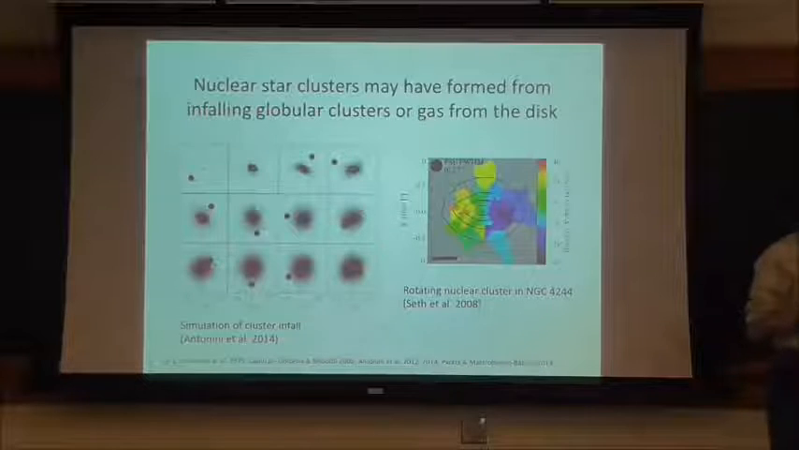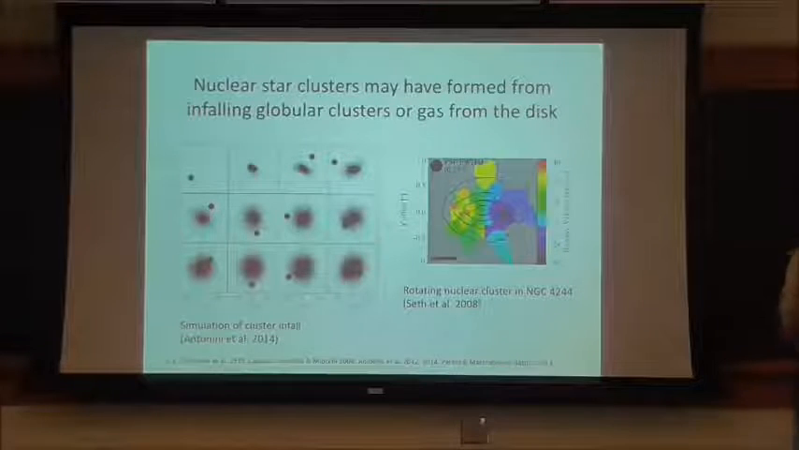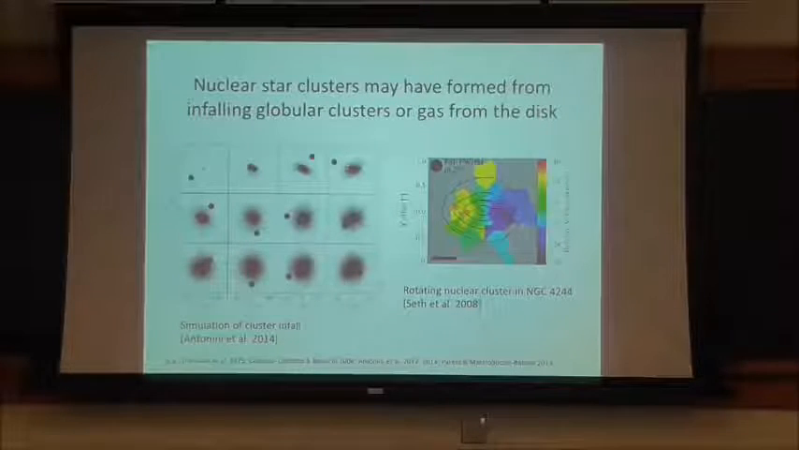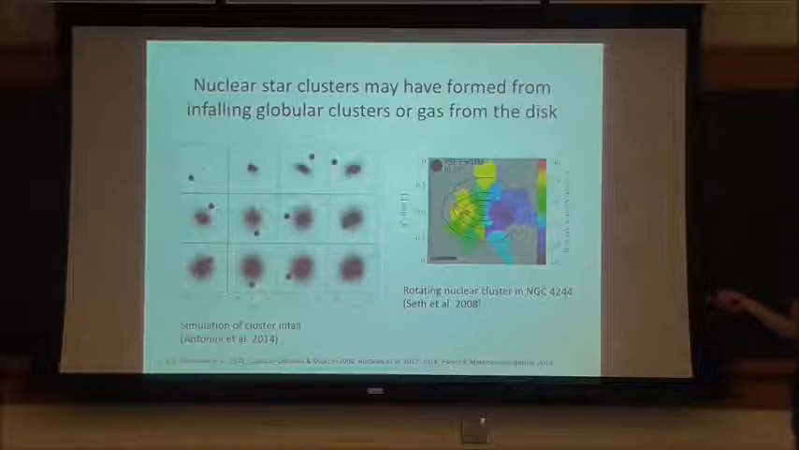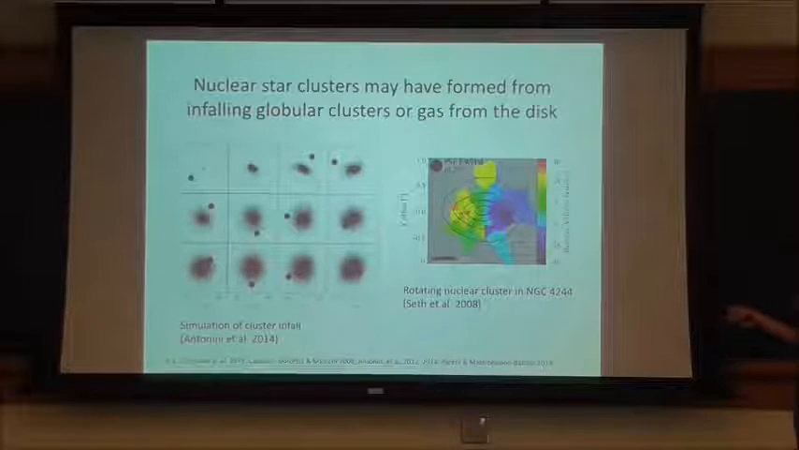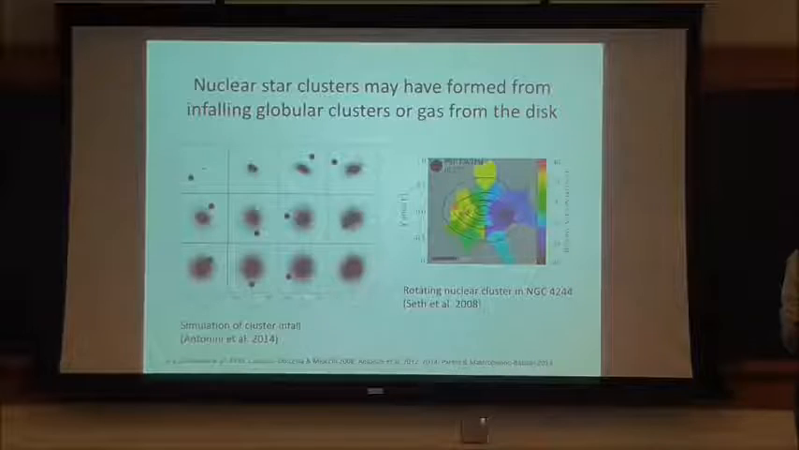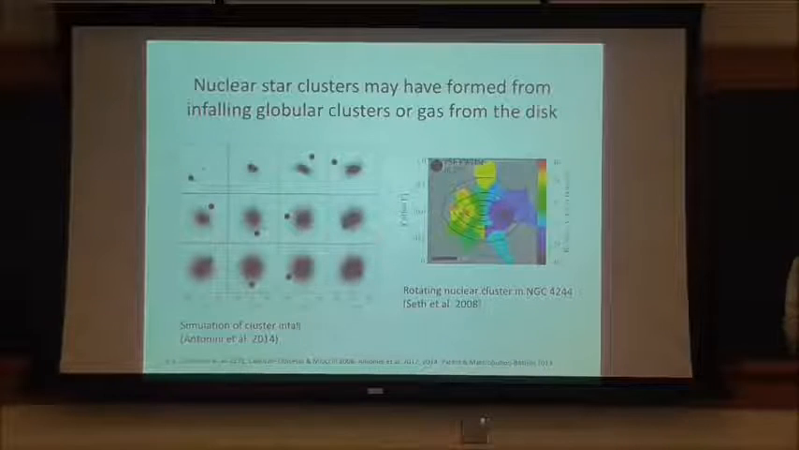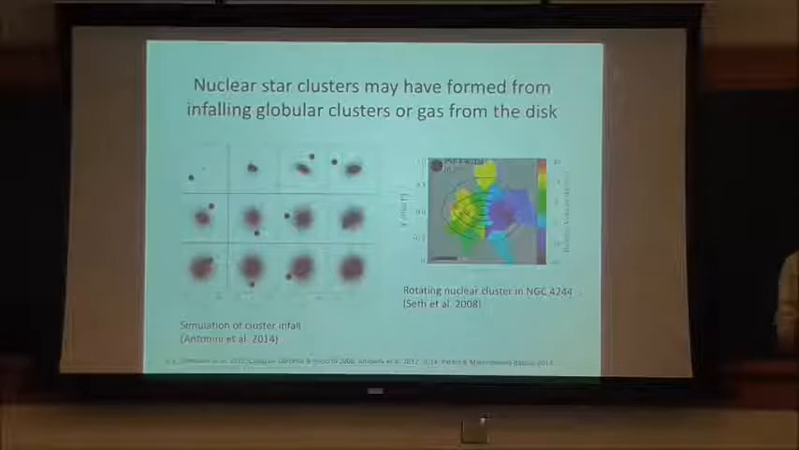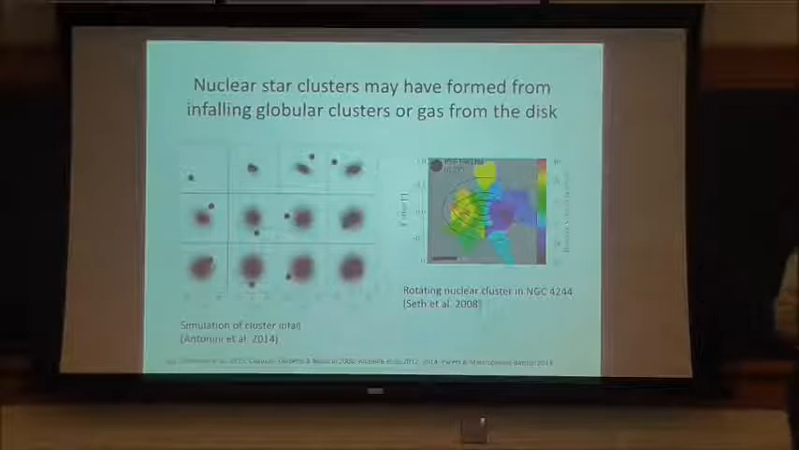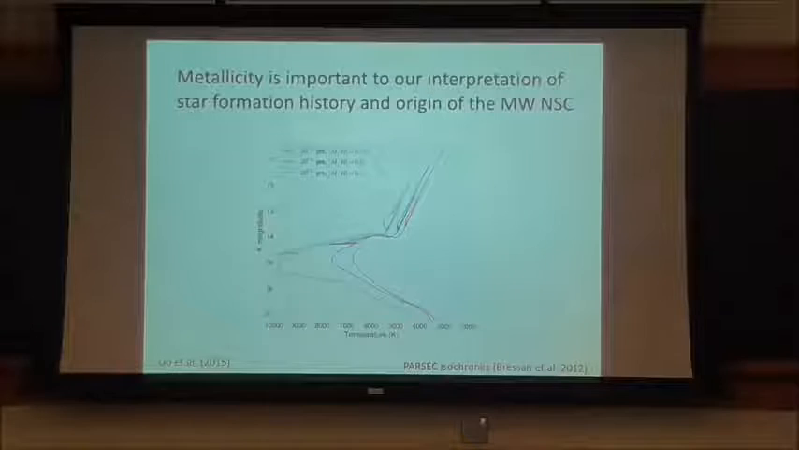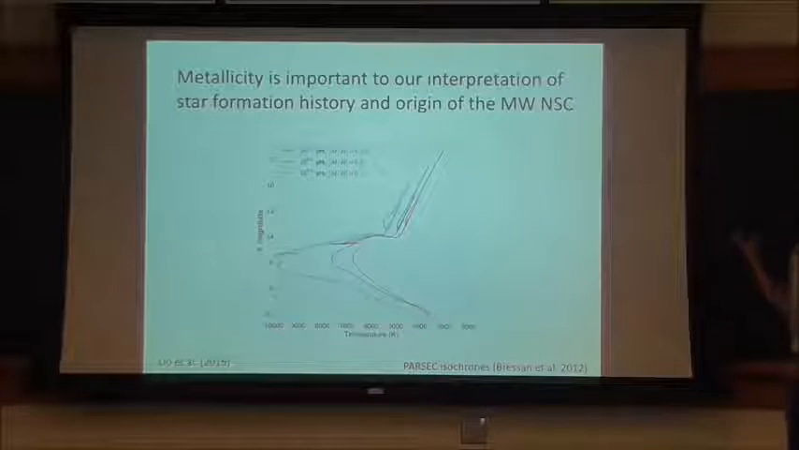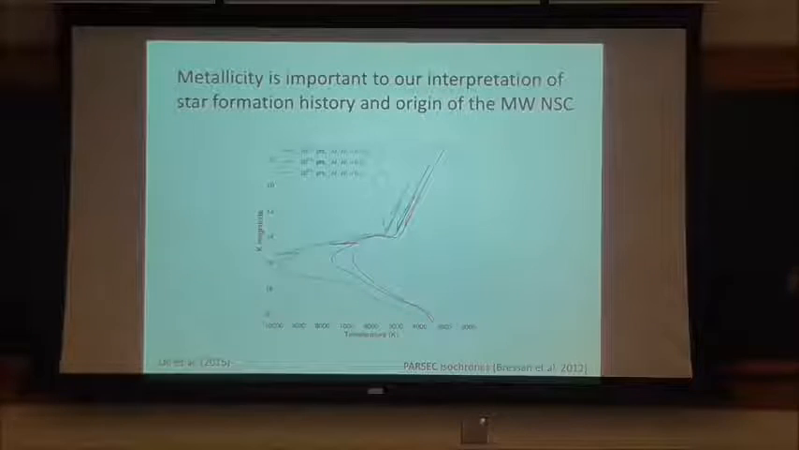So how would you differentiate between these scenarios in the Galactic Center? You could use kinematics, but the one I'm going to talk about is metallicities. If you think that globular clusters formed the nuclear star cluster, one way to check would be to see whether their metallicities were consistent with globular clusters that we see today in the Milky Way. Another important point about knowing the metallicity is that it really affects how you think about the star formation history of the Galactic Center.